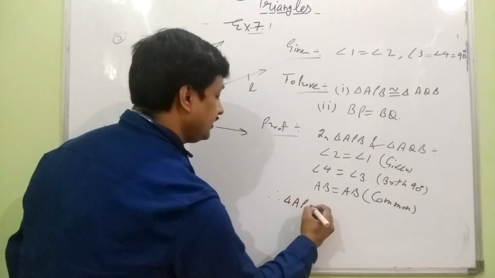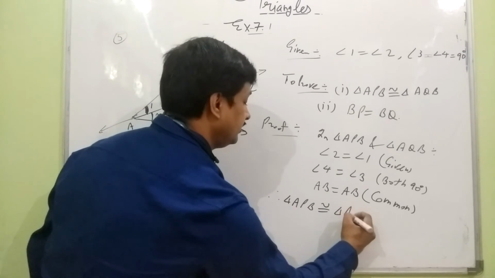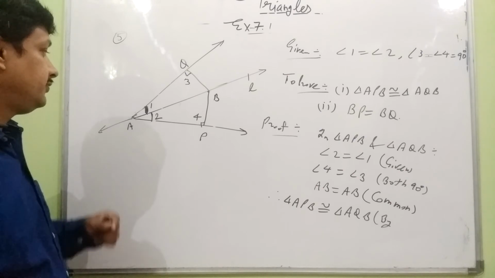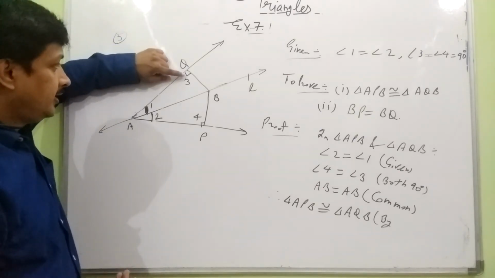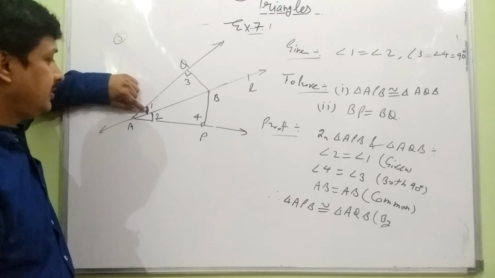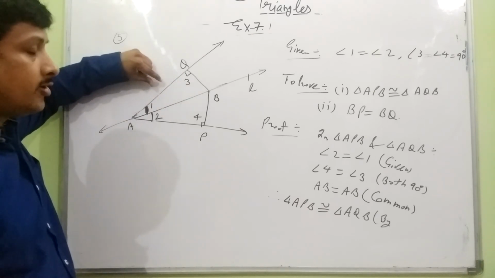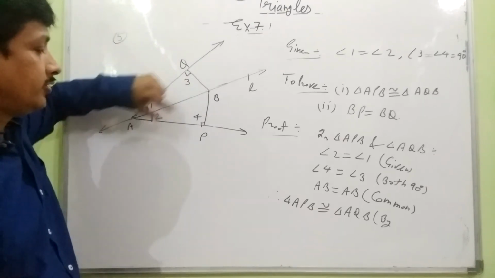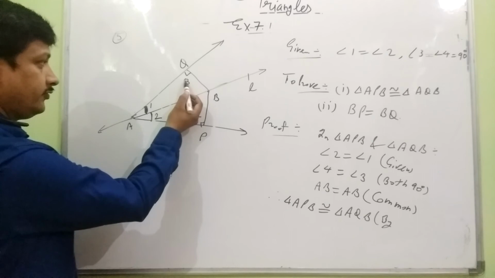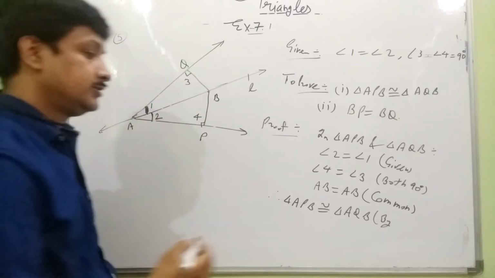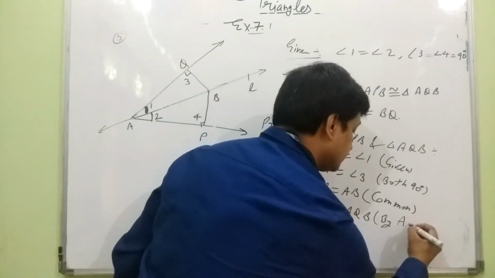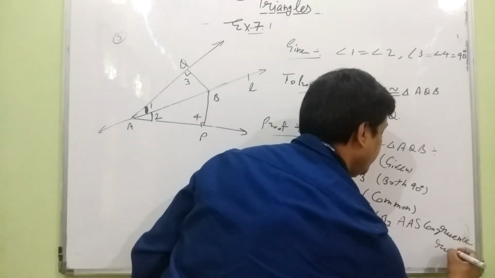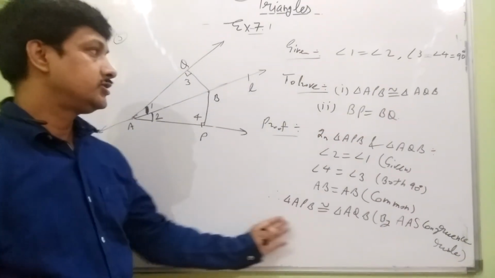So we can say triangle APB is congruent to triangle AQB. Which congruency is this? See which congruency it can be. Angle, angle and side, because the side is not in between the angles. So this time it is angle, angle, side congruency. You can see the sequence from the figure, angle, angle, side. So two angles and one side. So AAS congruence rule. So we have proved these triangles to be congruent.